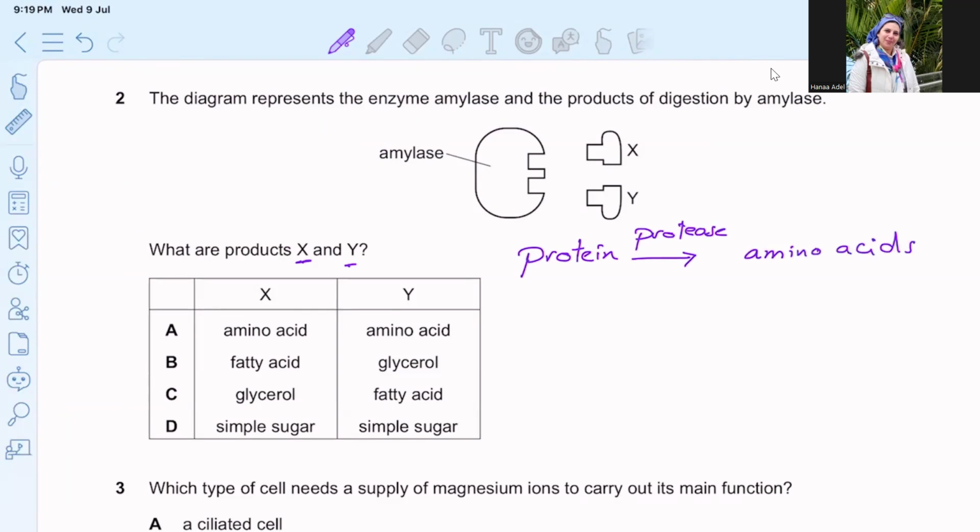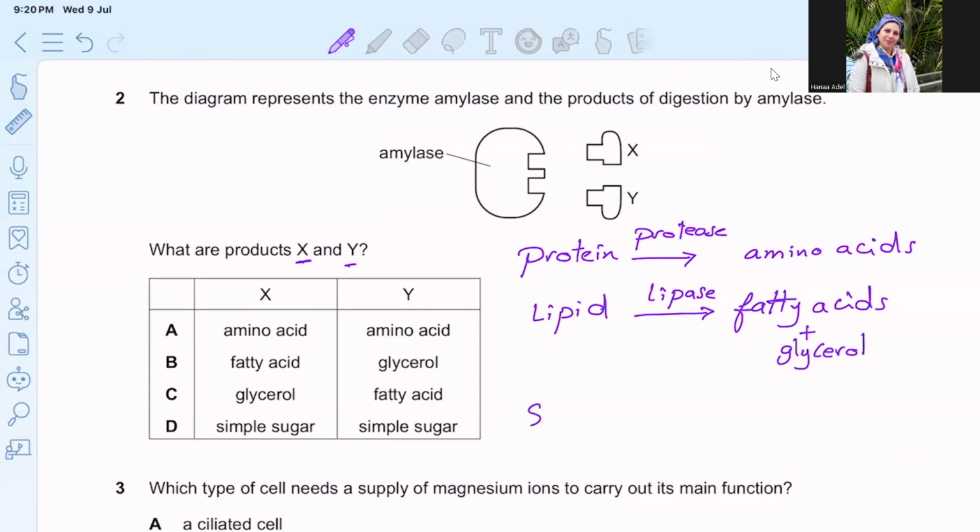And if we have lipid, digested by lipase enzyme to produce fatty acids and glycerol. If we have starch, digested by amylase that produces simple sugar. So products X and Y are simple sugar. So the correct answer is D.